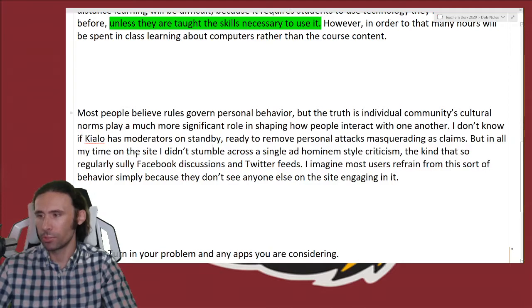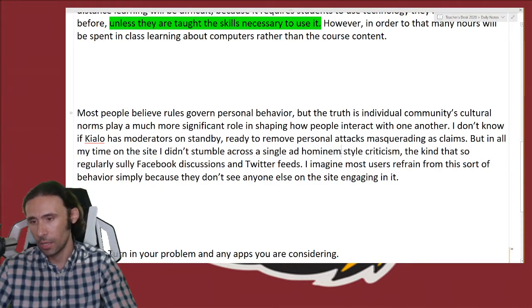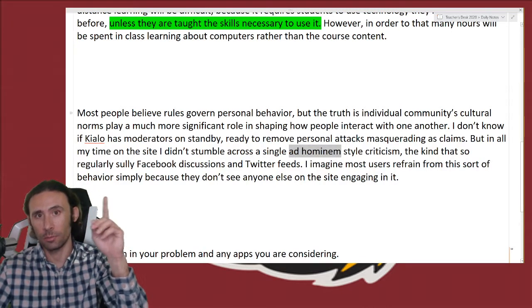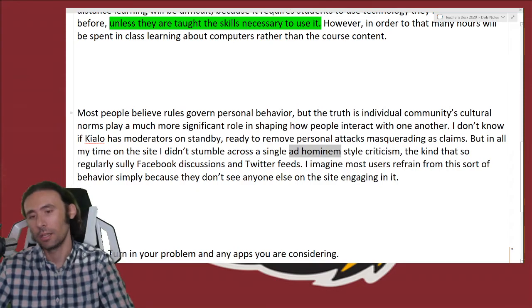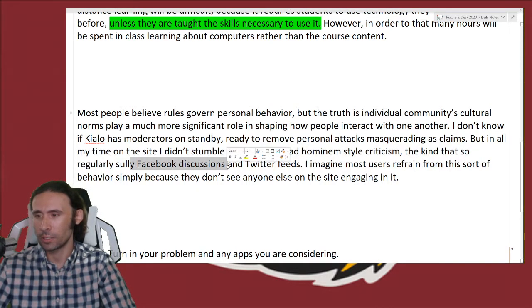Most people believe rules govern personal behavior. But the truth is, individual communities' cultural norms play a much more significant role in shaping how people interact with one another. I don't know if Kialo has moderators on standby, ready to remove personal attacks masquerading as claims, but in all my time on the site, I didn't stumble across a single ad hominem style criticism. Ad hominem is a kind of fallacy where you basically attack the person instead of the argument. You see that a lot, huh? I think you know where. The kind that so regularly sully Facebook discussions and Twitter feeds.